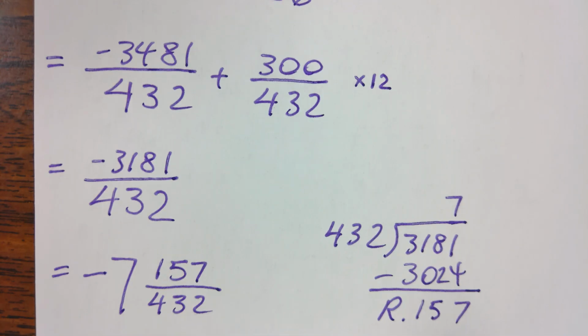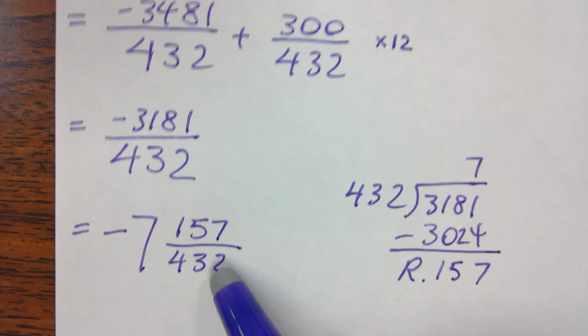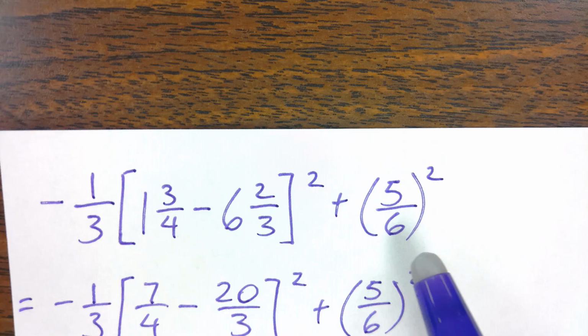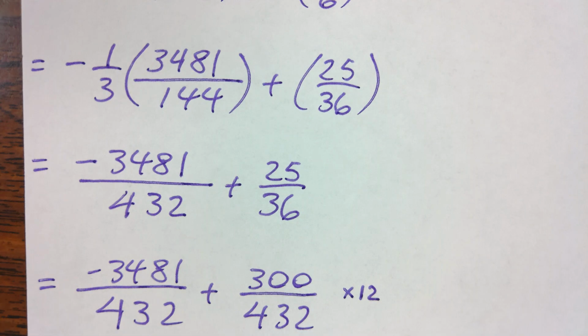Remember the little trick that I taught you: when you do this on the calculator, you'll get something like negative 7.3. Go back to here, punch all this into your calculator, and see if you get the same answer as a decimal. If you do, you know you did it correctly. If you're way off, you know you made a mistake, and you can go back to check your work to see where you made the mistake.